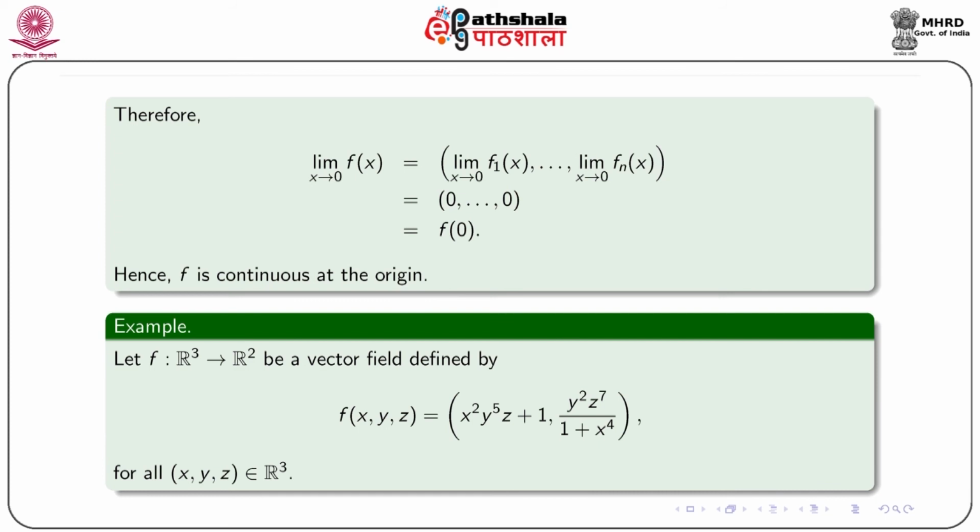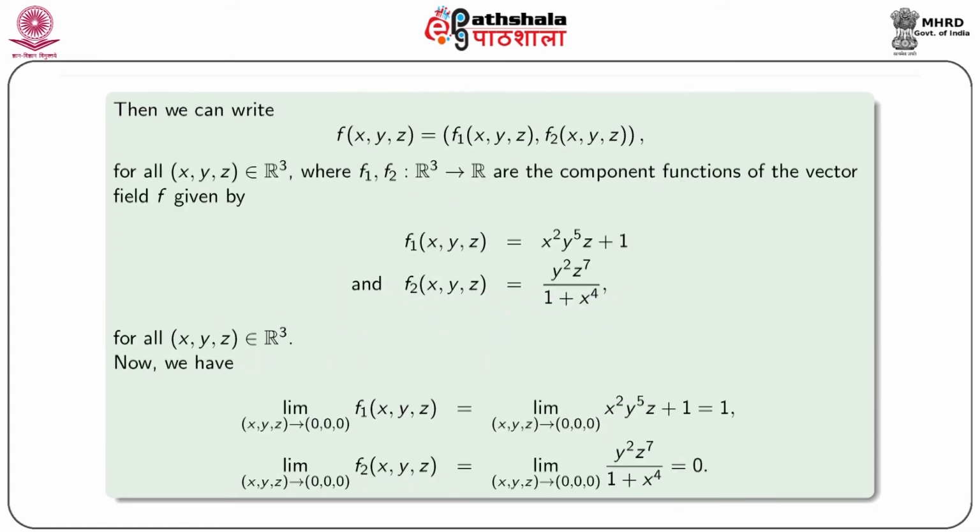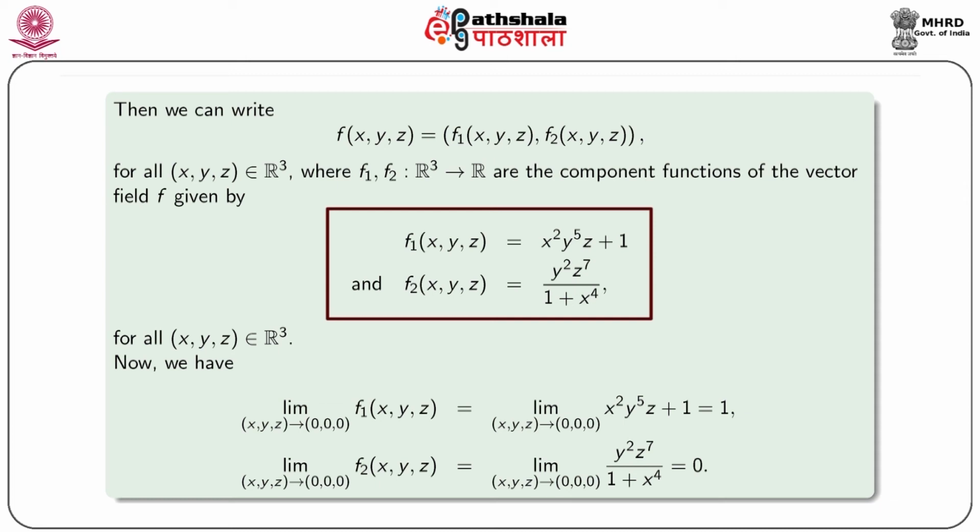Let f from R^3 to R^2 be a vector field defined by f(x,y,z) equal to (x^2 y^5 z + 1, y^2 z^7 / (1 + x^4)) for every (x,y,z) in R^3. Then we can write f(x,y,z) equal to (f1(x,y,z), f2(x,y,z)) for every (x,y,z) in R^3, where f1, f2 are component functions, that is scalar fields on R^3, where f1(x,y,z) equal to x^2 y^5 z + 1 and f2(x,y,z) equal to y^2 z^7 divided by 1 + x^4.